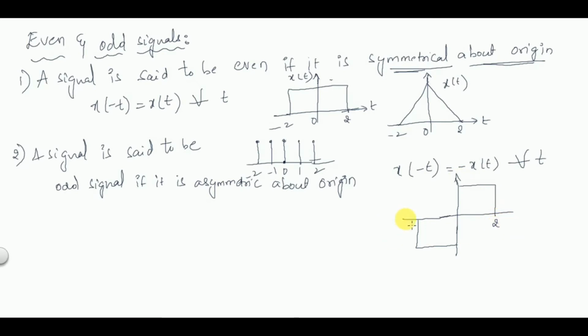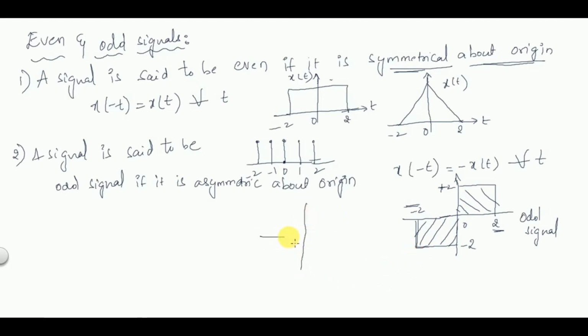So if your signal is like this, for the same time period 2 to minus 2, and amplitudes will also be same but opposite in sign. Such type of signal is said to be an odd signal. Time period in both positive and negative time should be the same and amplitude should also be the same but with opposite sign. So positive amplitude for positive half cycle and negative amplitude for negative half cycle.